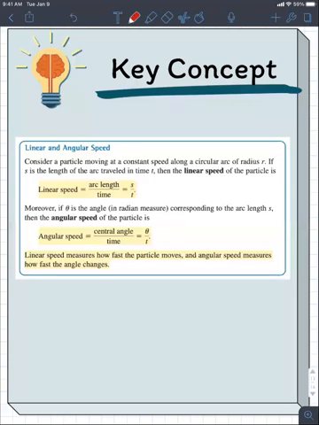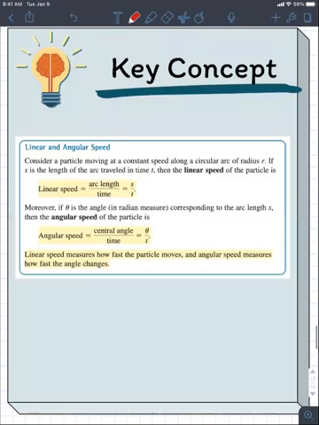I feel like you guys probably won't struggle with this because this is just using that formula. So again, remember that S is that same formula as earlier, R theta. So another way you could write this is R theta over T. That might help you visualize it in a different way.